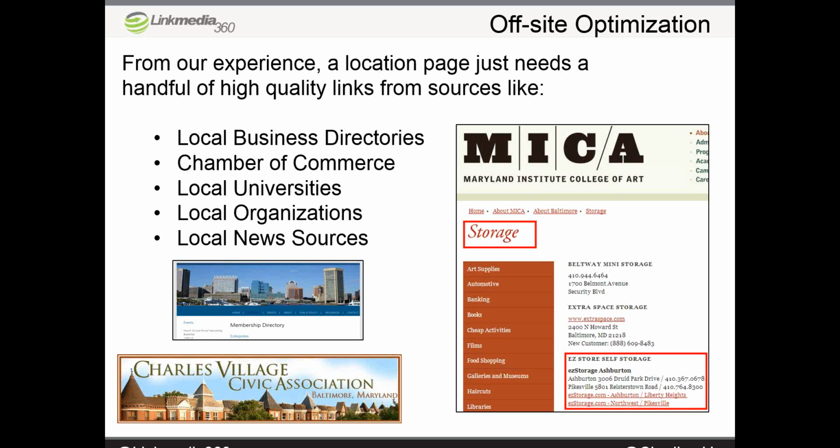So the big screenshot on the right is the Maryland Institute College of Art. This particular website had an actual storage section so they could show students local storage companies in the area. So we were able to simply contact them and let them know about our business and how listing our information on their website would be relevant to their audience. And we were able to obtain 2 links that were targeting 2 locations in that area. And that's super valuable being on a .edu domain name.